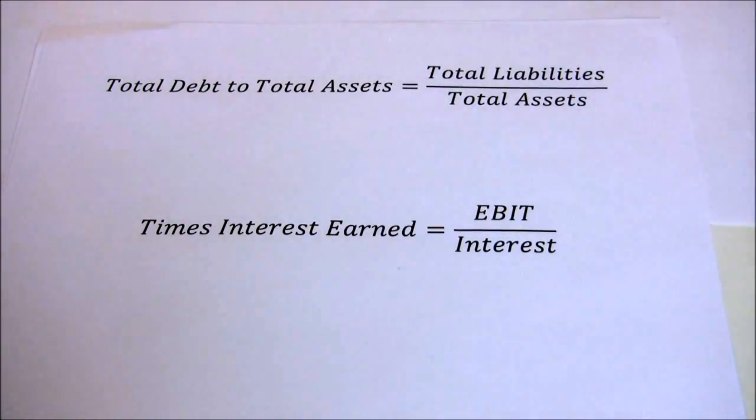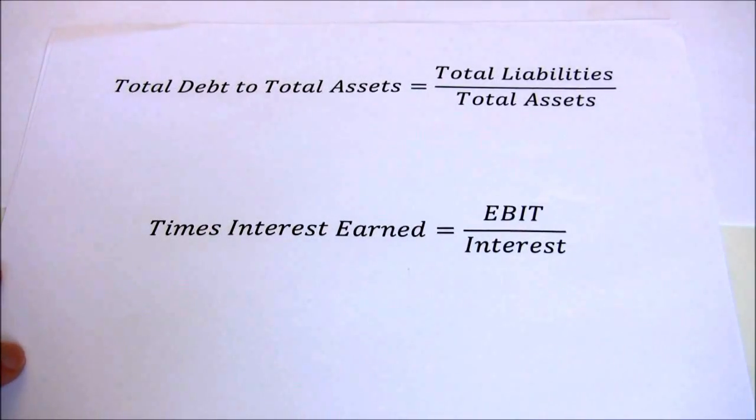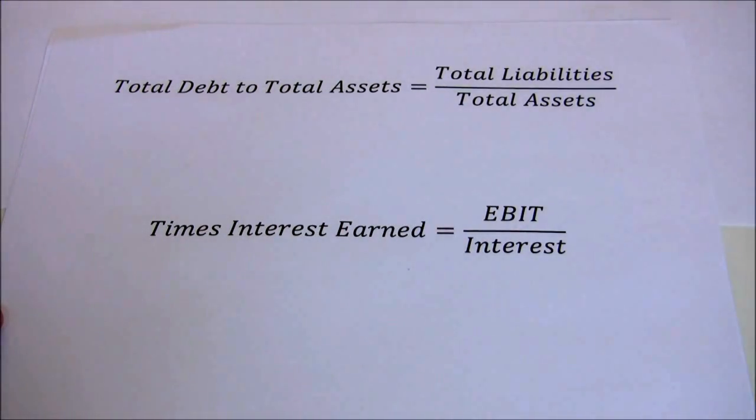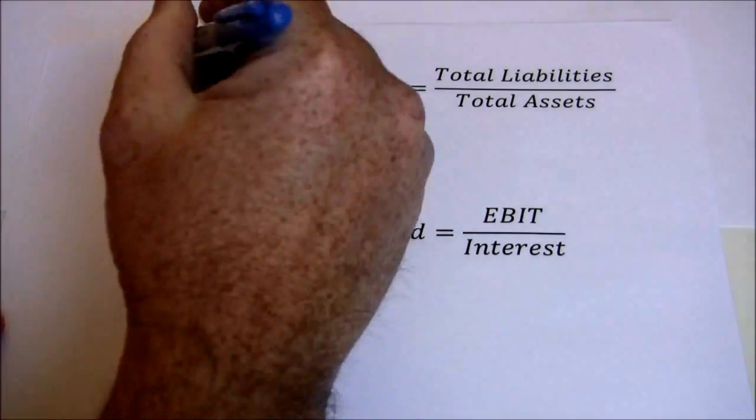The last type of ratio we're going to analyze in part 2 of this video series is our debt management ratios. How well is the company doing at managing or controlling its debt financing? First ratio we have is total debt to total assets. Just how much debt are we using to finance our company? What proportion of our total assets are being financed from debt financing?